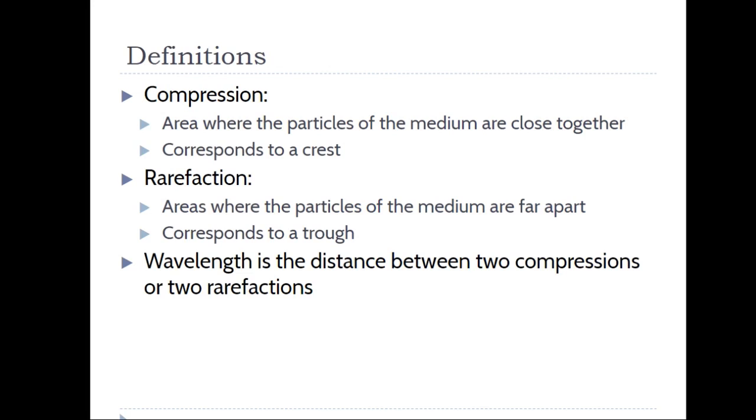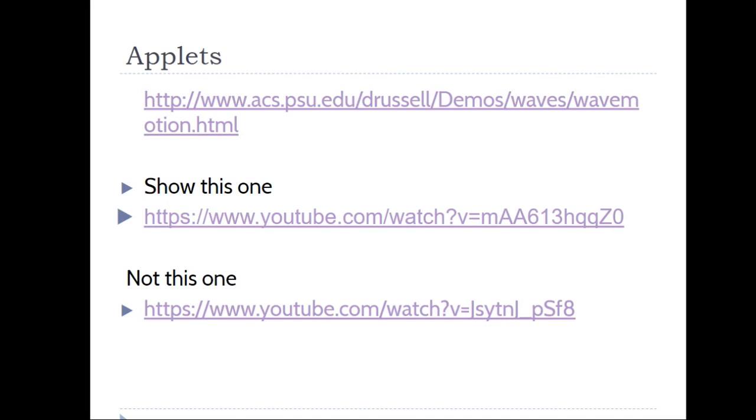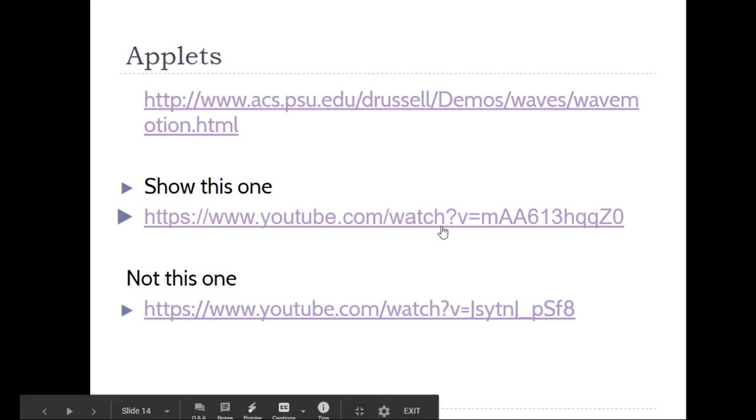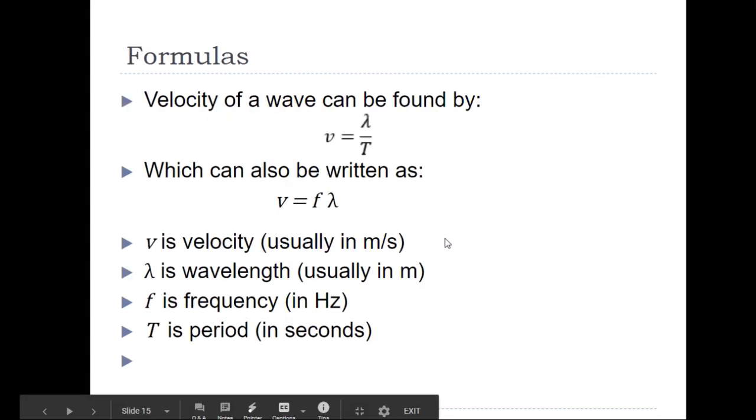If we look at some of the definitions here, the compression is where the particles of the medium are close together, and it corresponds similarly to a crest on the transverse wave. The rarefaction is the area where the particles of the medium are far apart, and it corresponds to a trough on the transverse wave. Wavelength is the distance between two compressions or two rarefactions. I'll post this one later for you to take a look at.